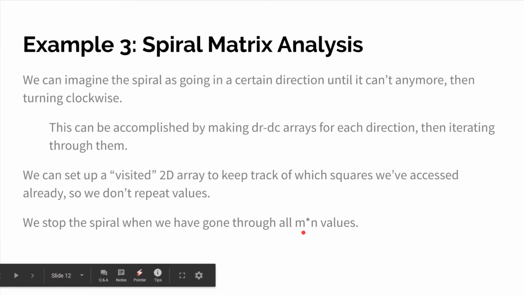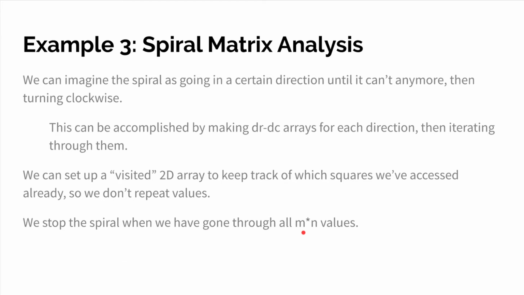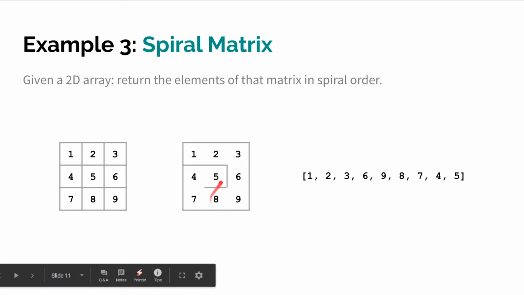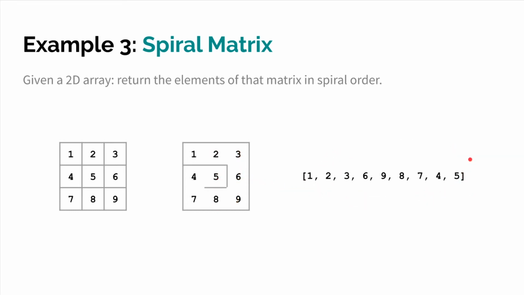And generally, for a matrix, we call the number of rows m and the number of columns n. So basically, when we've iterated through all the elements, we stop the loop and then return whatever we have, right? So once we have 9 elements in this array, 5 would be the 9th element, we would just return this final spiral order matrix.